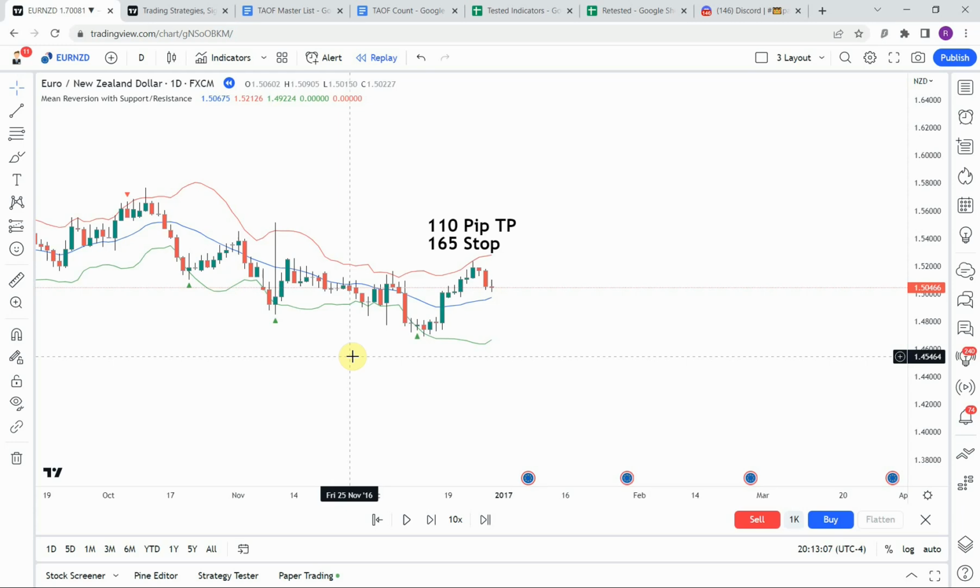Today we will be testing the mean reversion with support and resistance indicator.